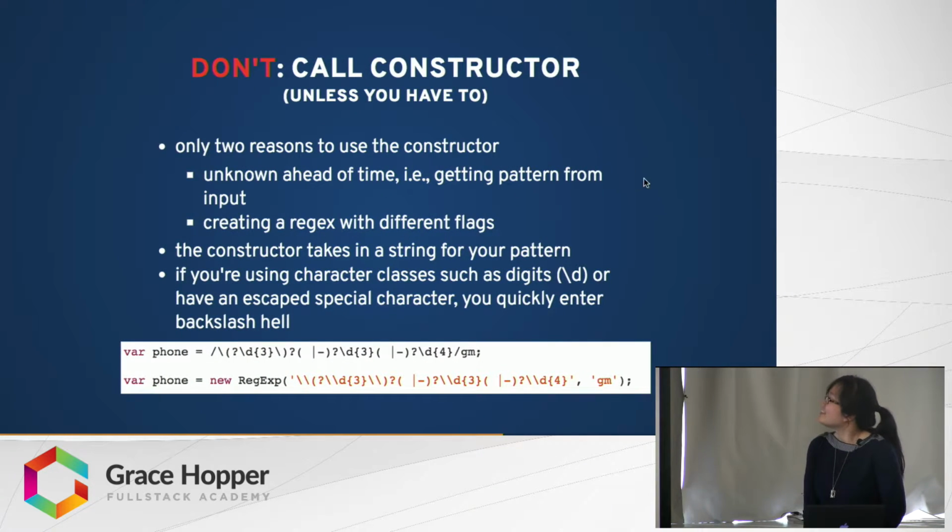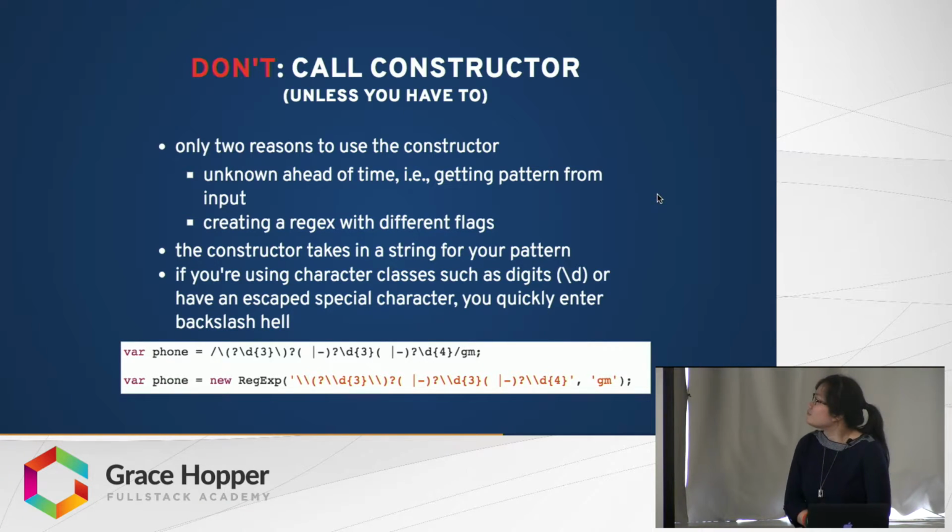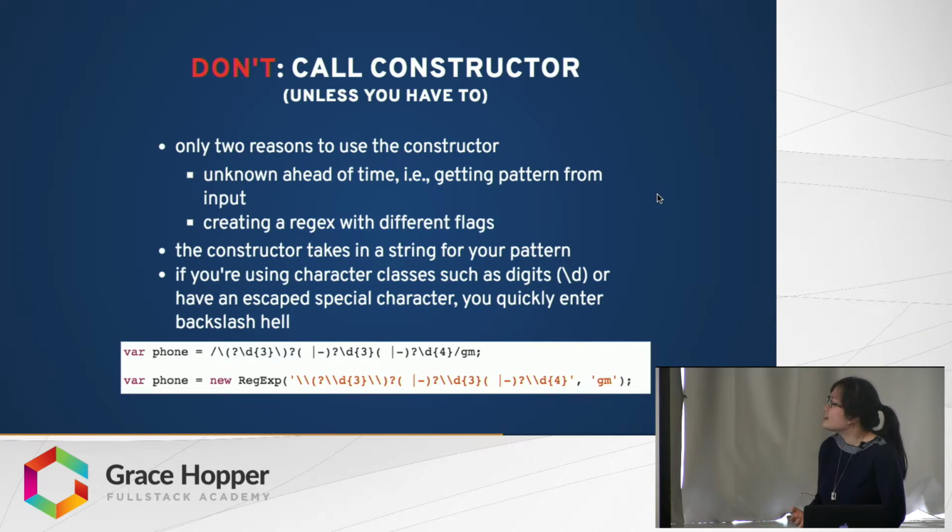Okay, so the only 2 reasons to use the constructor are if the pattern is unknown ahead of time, like in my hash example, where I didn't know what length the partitions were going to be, so I needed to construct it using the function. Or if you're creating a regex with different flags, you can take an old regex and just give it new flag arguments, so it can match separate things.